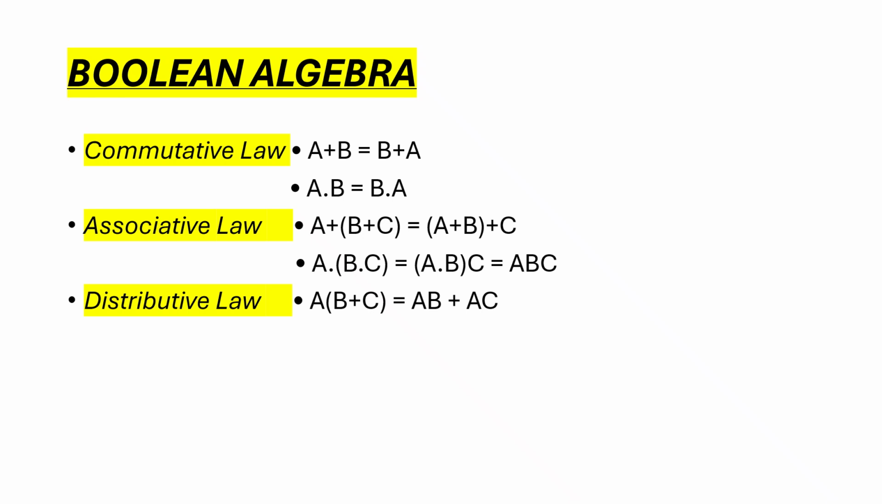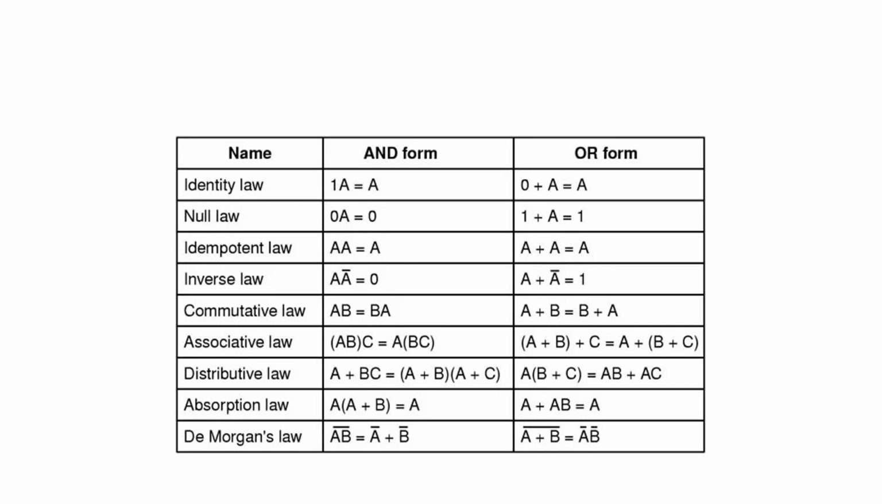Associative law means A plus B plus C is equal to A plus (B plus C), and A dot B dot C is equal to (A dot B) dot C. And then distributive law is A times (B plus C) equals AB plus AC. And then identity law. Identity law means 1 and A gives A. See this table. In this, De Morgan's law is very important.